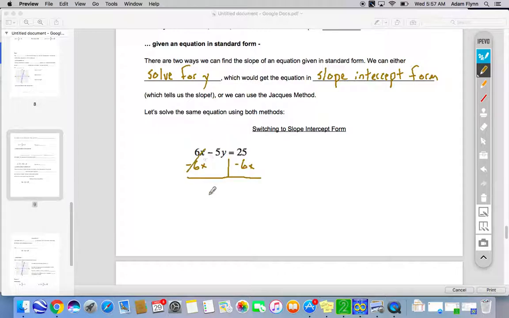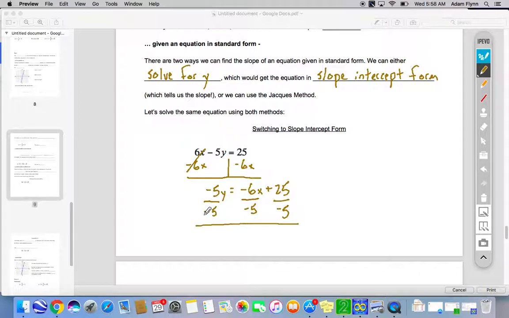Okay, 6x's cancel. I'm left with -5y equals -6x plus 25. Okay, so to get y by itself, I need to divide by -5 on this side. I also need to divide both of these by -5. Everything is being divided by -5.